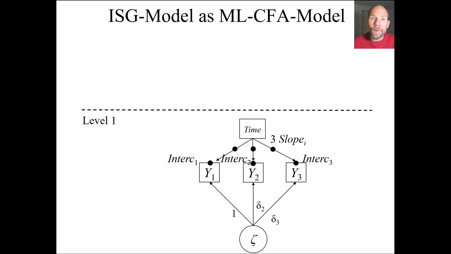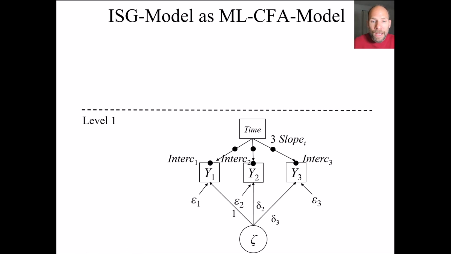And so that's why we need multi-level confirmatory factor analysis to estimate the parameters of this model, because there are now latent factors at both level 1 and level 2. And so we have multi-level factor analysis with factors at both levels. The zeta factor is a level 1 factor because it is time specific. And so here we estimate the loadings, delta for the zeta factor. The first loading is fixed as it would be in a single level CFA for identification purposes.